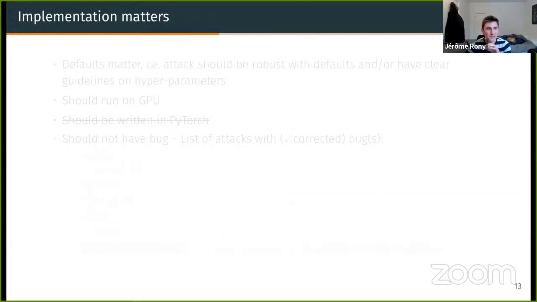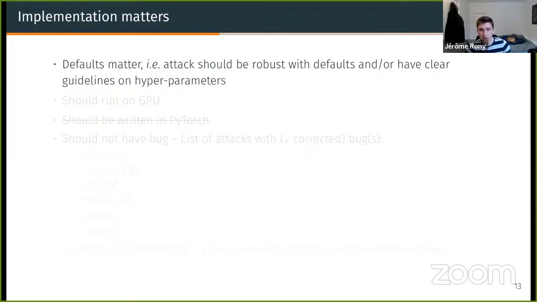And one last constraint, I'd argue, is that the implementation matters. There is this whole idea that a research paper should be enough on its own, and that if the idea is good and the implementation is bad, it doesn't matter. And I tend to disagree.